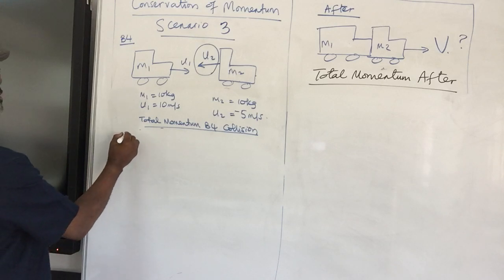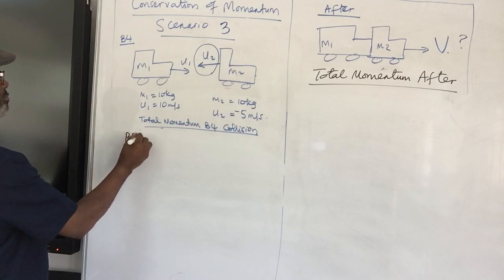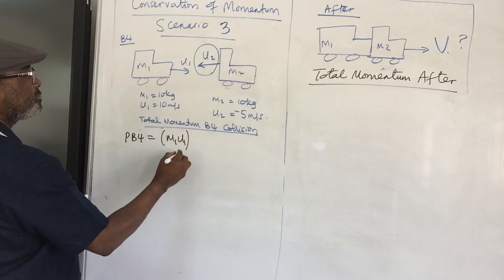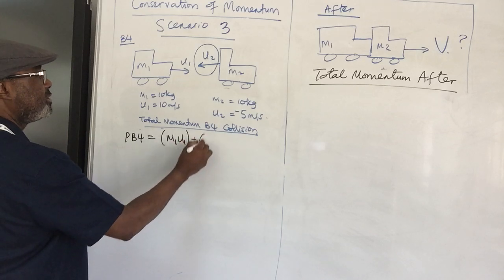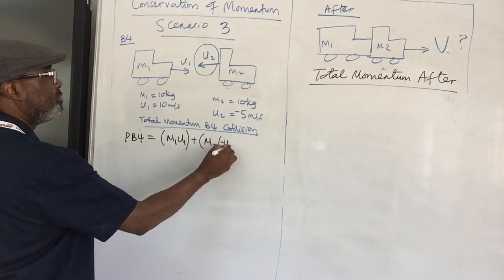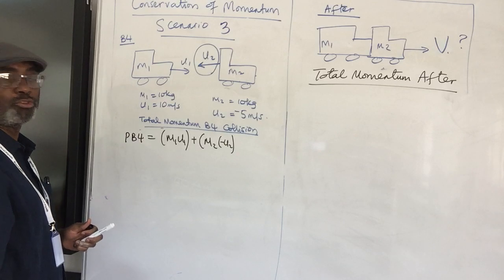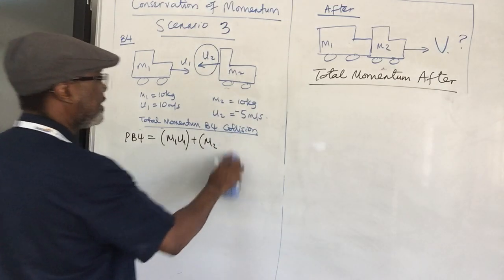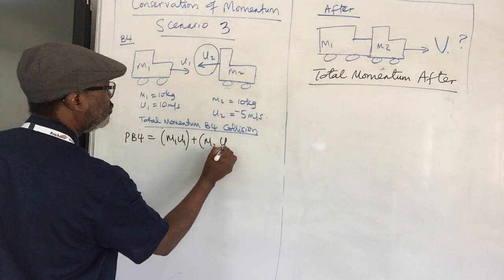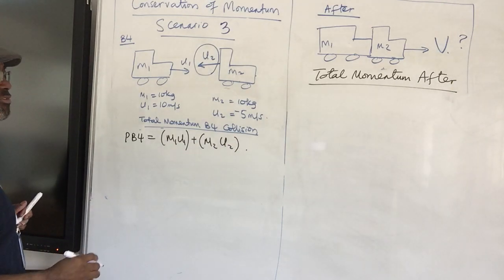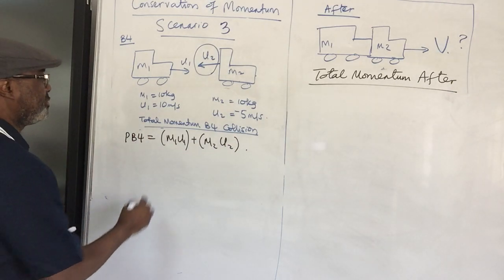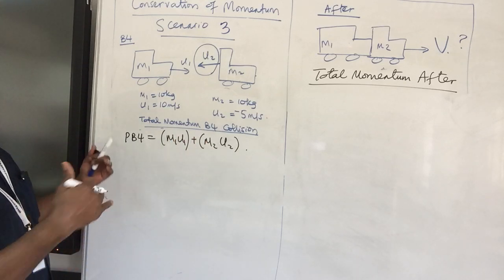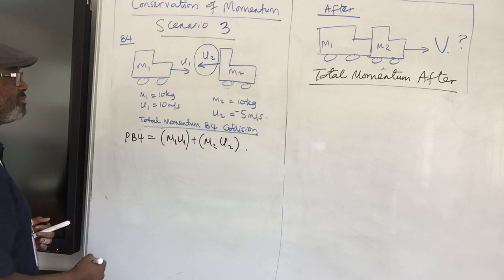So the momentum before would be equal to M1 U1 plus M2 times minus U2. Or you can leave that out until you are ready to put the figures in. It's the same equation as before, M1 U1 plus M2 U2, because we're adding everything together. But because velocity is a vector, and momentum is a vector, we should recognize when the direction is different by the use of a minus sign.